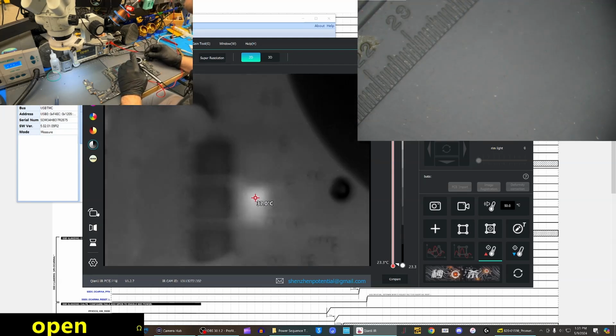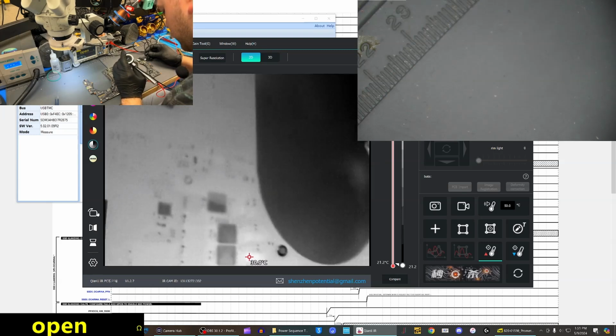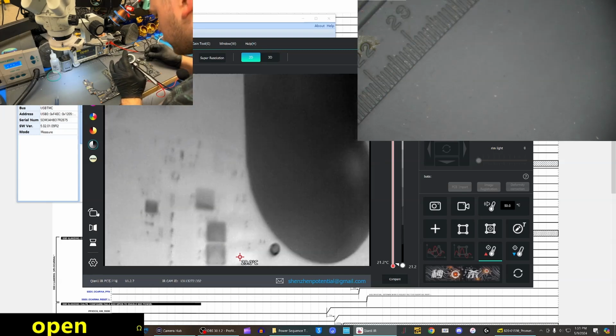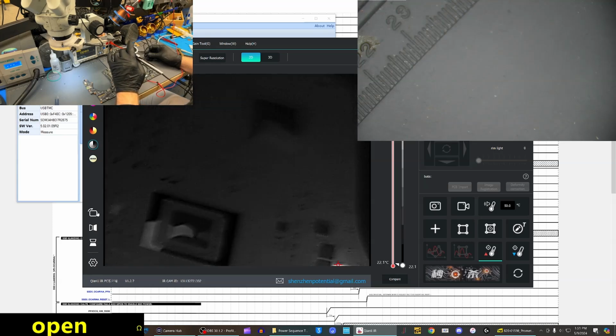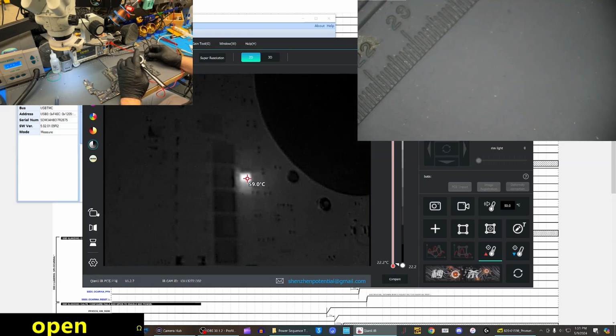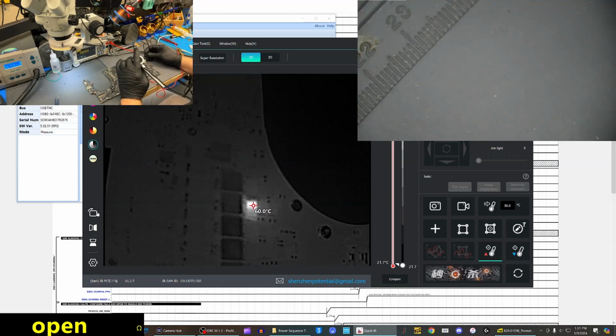Okay. So this is totally just a high side short on something. So this Mosfet, we're gonna have to order that chip.